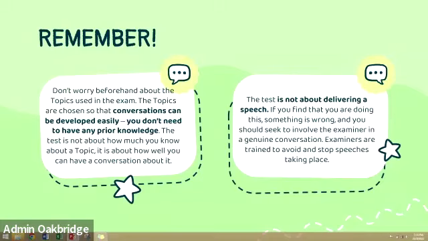Also, if you are thinking that the topics might be difficult, then don't worry. Topics usually will be about conversations that can be developed easily. They won't give something that's too difficult. Usually the topics given are very straightforward and direct. So you don't need to have any prior knowledge or prepare beforehand. And like I said, the speaking test is not about delivering a speech. It's about you having a discussion with a teacher or an examiner.